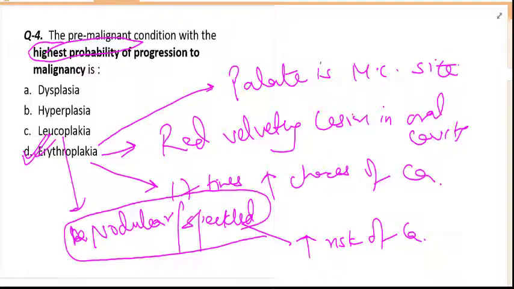But in case of erythroplakia, it might disappear, it might not disappear. So erythroplakia has very high chances of developing into malignancy as compared to leukoplakia. So remember, all cases of these white patches do not require a biopsy, but erythroplakia requires biopsy to rule out malignant changes in it. So in this, erythroplakia is the answer.